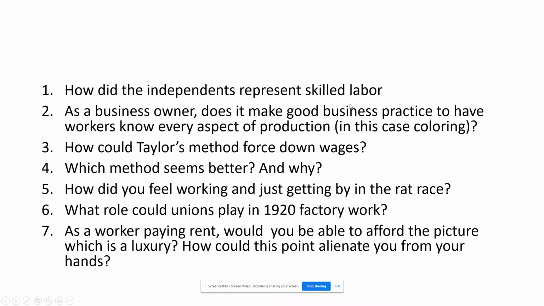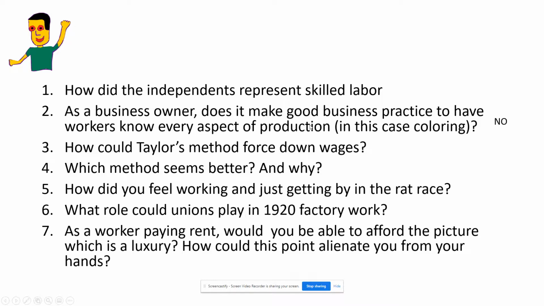Looking at the questions here, how did independence represent skilled labor? It goes back to the point I mentioned before. Your ability to create this finished product from start to finish. Think about it. If I gave you a blank sheet of paper and asked you to draw this and color it, how many are you going to be able to do? However, if I provided the one that has the outlines, you probably can do that, and you would always end up with this finished product.